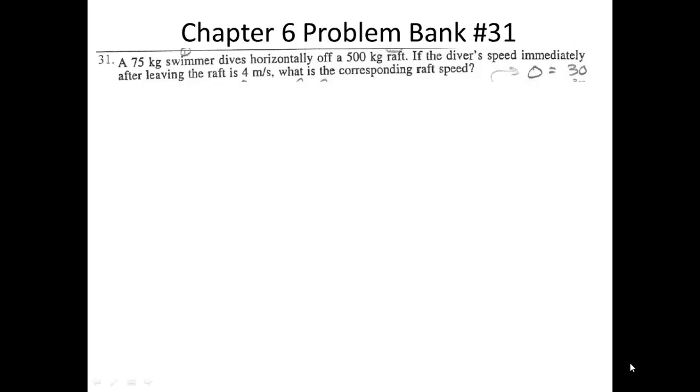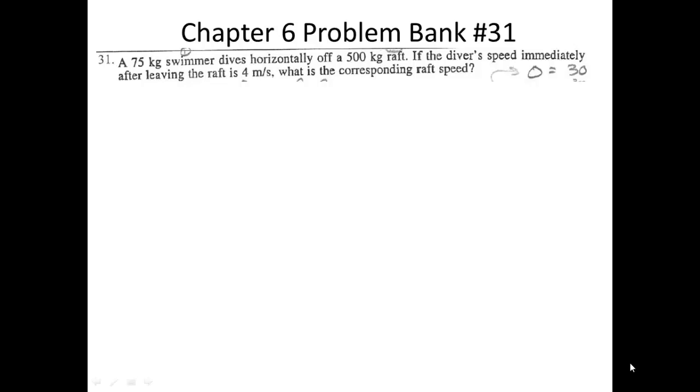Today we will be talking about explosions, and we start with number 31. A 75 kilogram swimmer dives horizontally off a 500 kilogram raft. If the diver's speed immediately after leaving the raft is 4 meters per second, what is the corresponding raft speed?